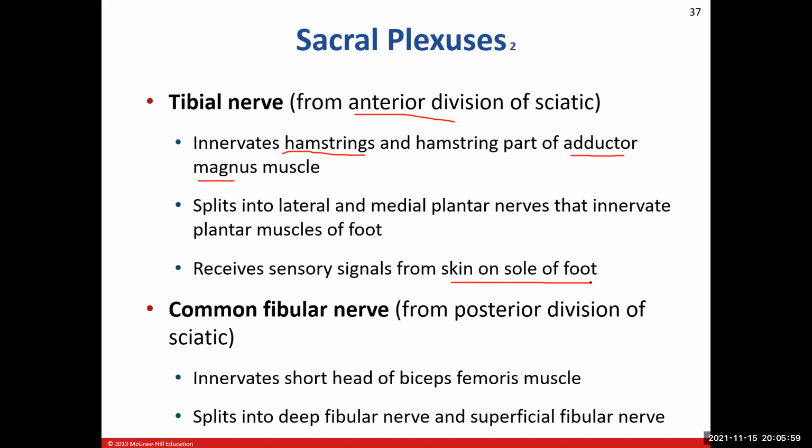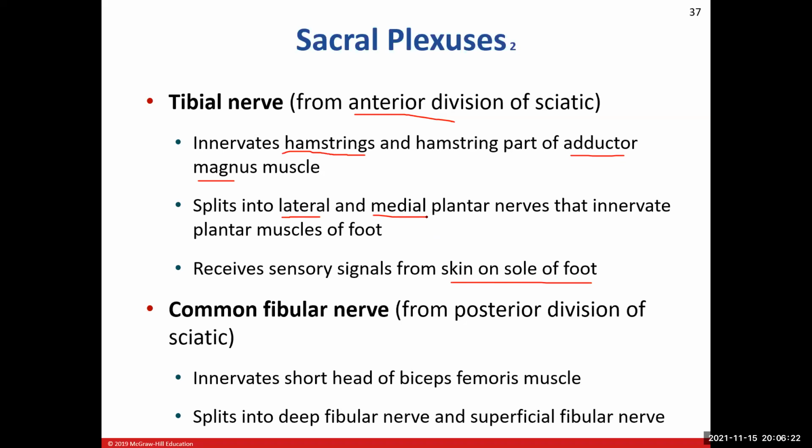So the tibial nerve, as it's traveling in the superior portion of your leg, that's going to be just below your knee, it splits off. And it splits off into the lateral and medial plantar nerves. And those will innervate various muscles on the plantar surface of your foot.